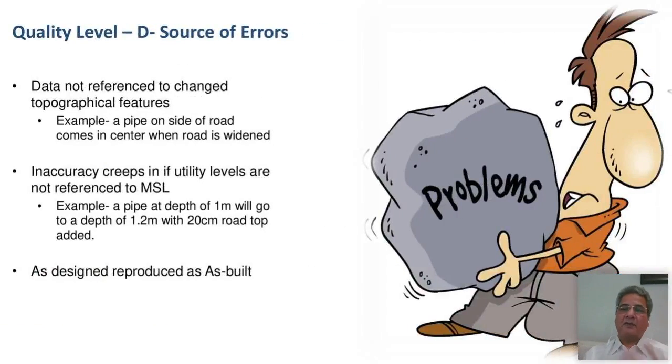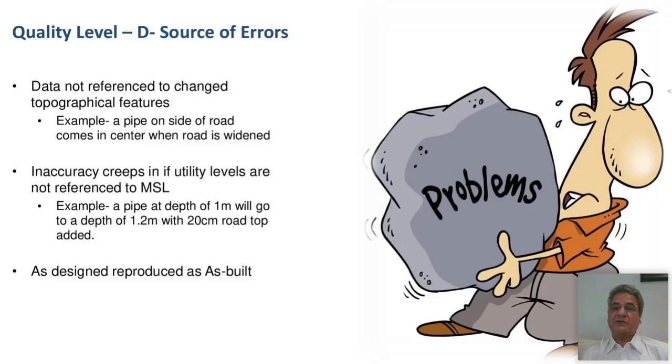So of course, there are a lot of sources of errors in this. First of all, data not referenced to changed topographic features. For example, a department has data which is showing a pipe on the side of the road. Now came the Commonwealth Games of 2010. 80% of the roads of Delhi were widened, and suddenly this pipe is no more on the side, it has gone to the center. So it is not referenced to the changed topo features.